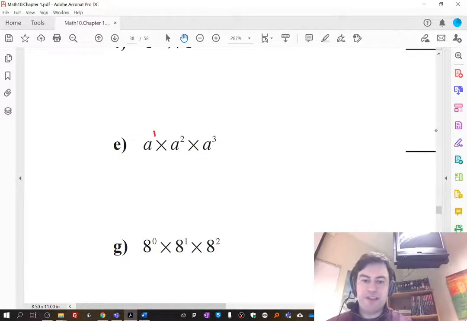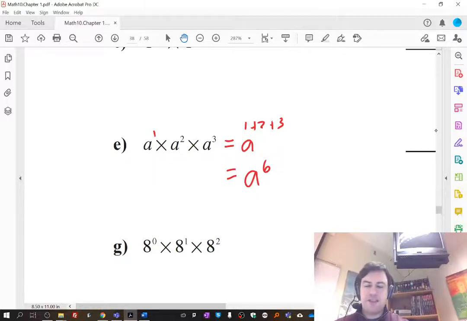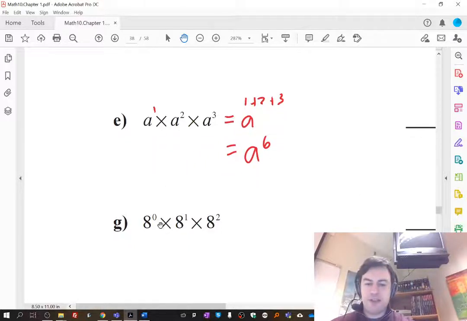So when you multiply these together, that gives you a to the power of 1 plus 2 plus 3, which is a to the power of 6. It's not a 0. And in fact, you will see examples where it is 0, a to the 0, for example. Then you just add 0 plus 1 plus 2. So that's fine. So that's the product rule.